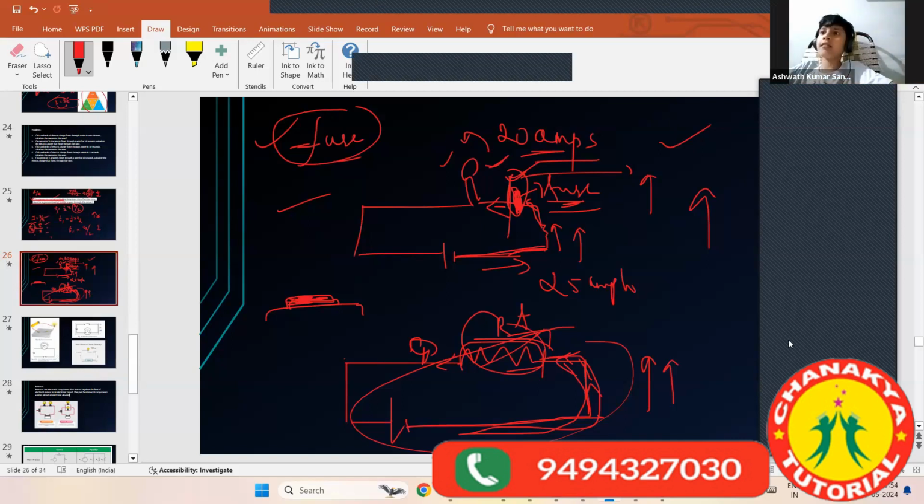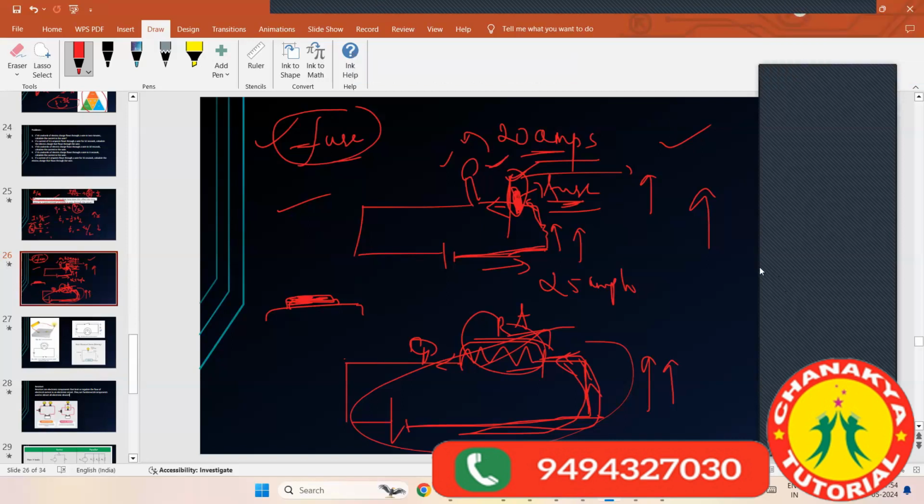Charvik, what is the difference in where we use a resistor and where we use a fuse? That's what I was telling. Wherever we need high protection, like in our day-to-day life, in our homes, everywhere a fuse will be there. If you ask your parents, they'll know.